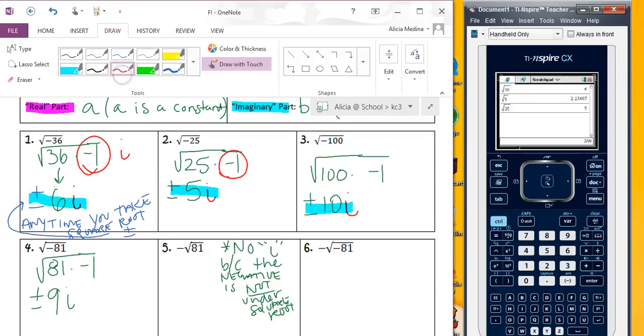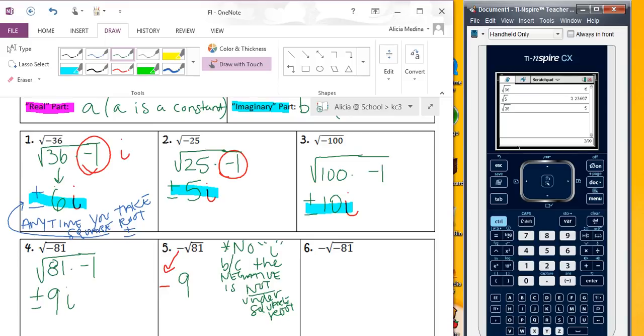So what I'm going to do here is bring this negative down. The square root of 9 is just 9. Alright, so that's all I have to do. If there's no negative underneath it, you don't need to combine it anyway. There's nothing to change. Negatives on the outside.